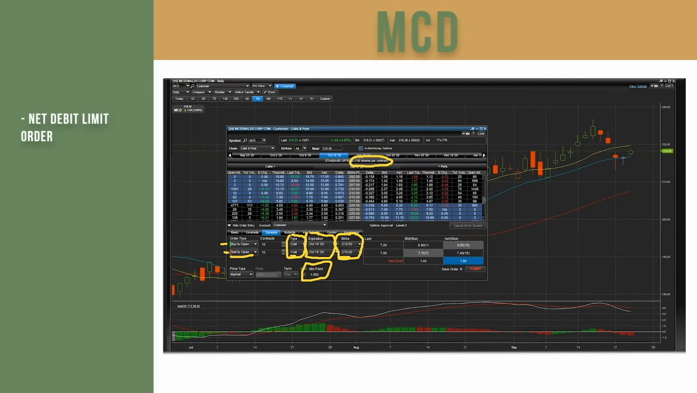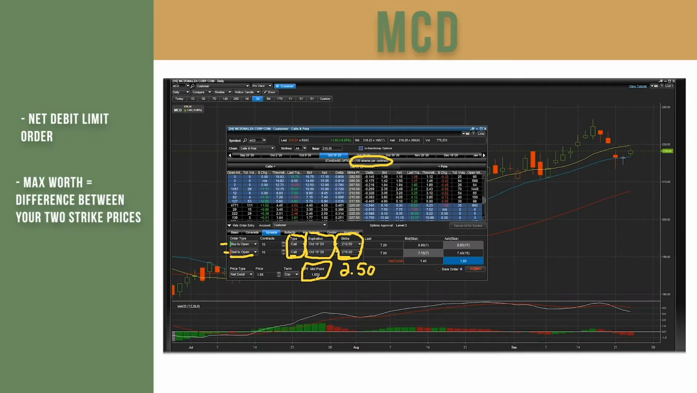Let me change this here. So it would be a net debit limit order. It's going for $1.65 now. So let's put in that, $1.65. So now going back up, let me bring up the annotation again. The max this spread could be worth is the difference between these two strikes. So between $212.50 and $215, that's $2.50.